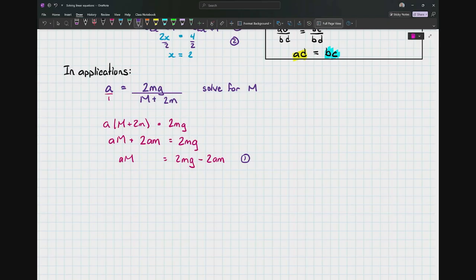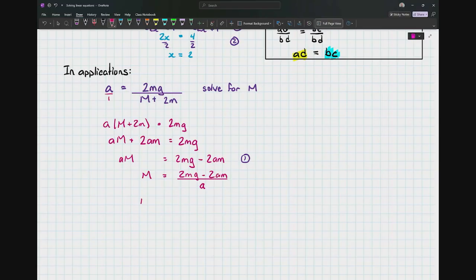Last but not least, I'm going to divide by this coefficient. I have a times m. I really need to get rid of that a. So I need to divide by a. Dividing by a is just the same thing as multiplying by 1 over a. I'm going to have a in my denominator. And then on the top here, I have 2mg minus 2am.